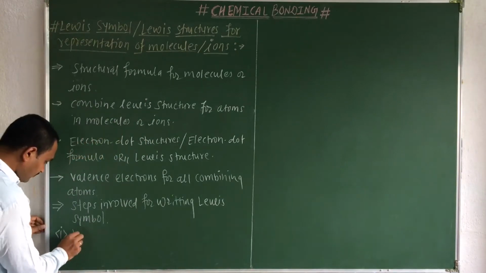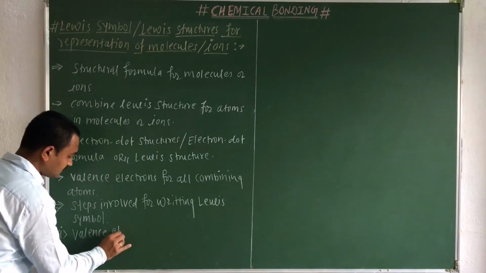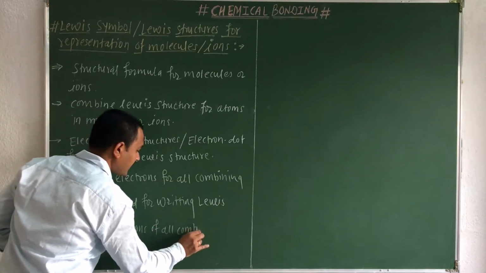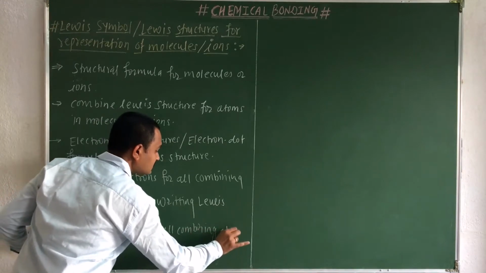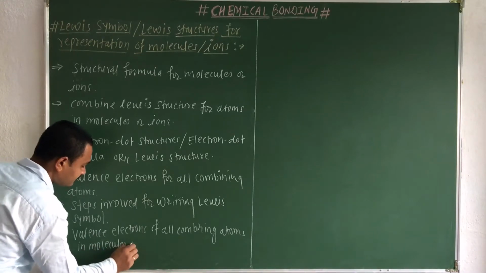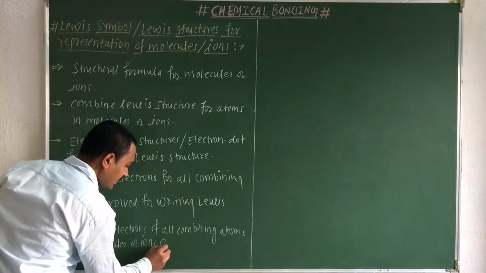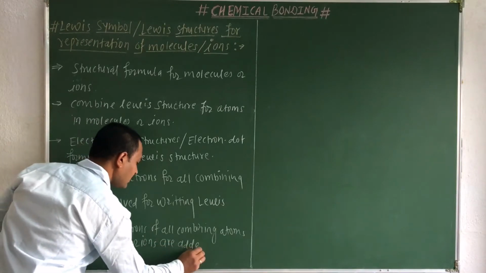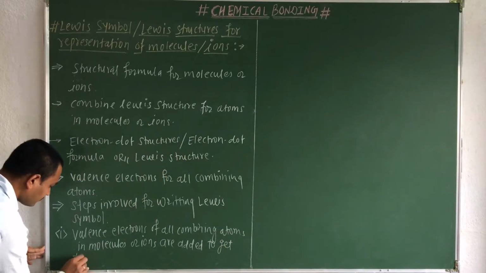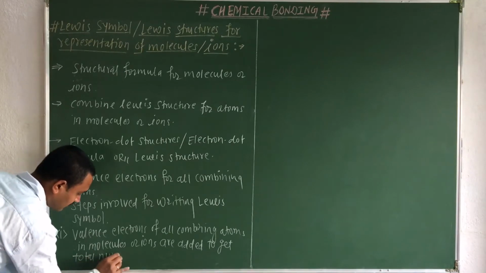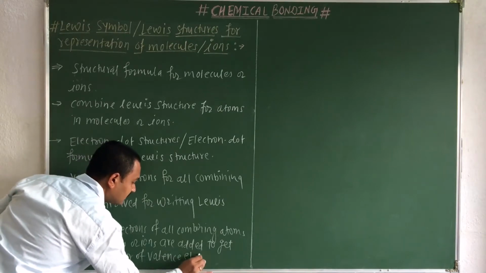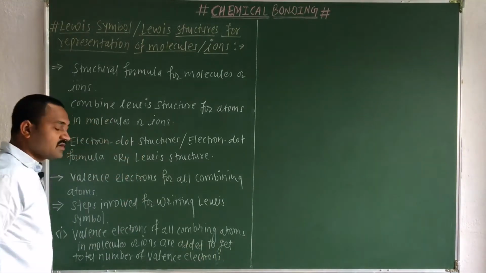The valence electrons of all combining atoms in molecules or ions are added to get the total number of valence electrons. So this is the first step.